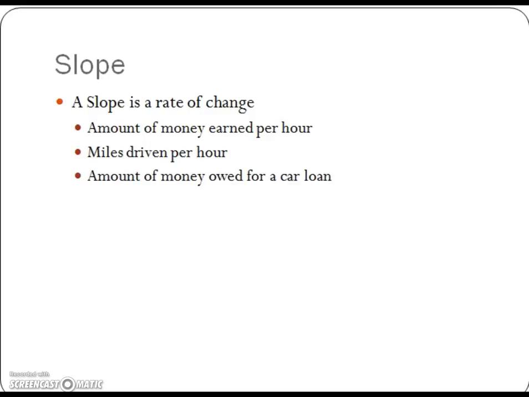Okay, so slope is a rate of change. It can deal with the amount of money earned per hour, miles driven per hour, amount of money owed for a car loan. If you have amount of money earned per hour, it's typically going to increase over time. The longer you work, the more money you'll make. The miles driven per hour typically increase over time as well. The more hours you drive, the more miles you've driven.